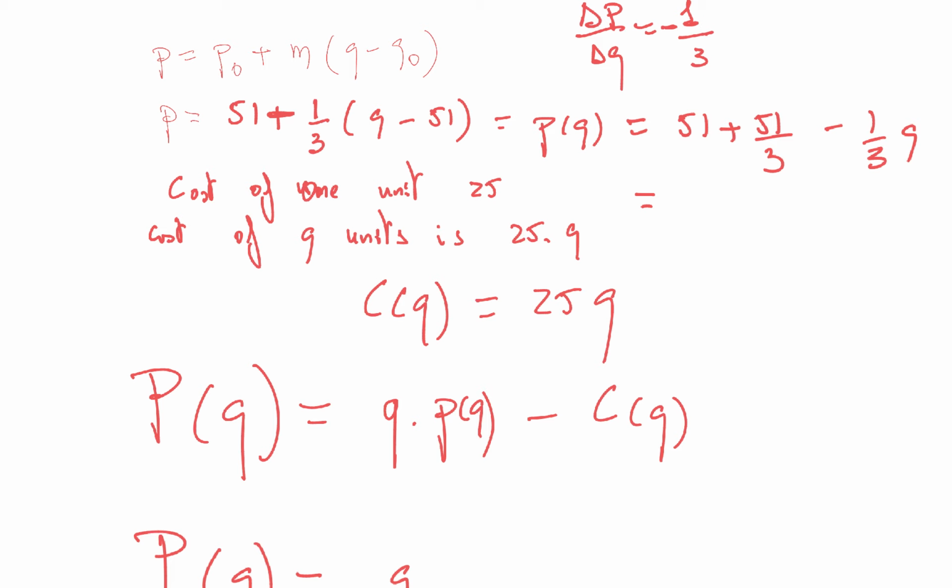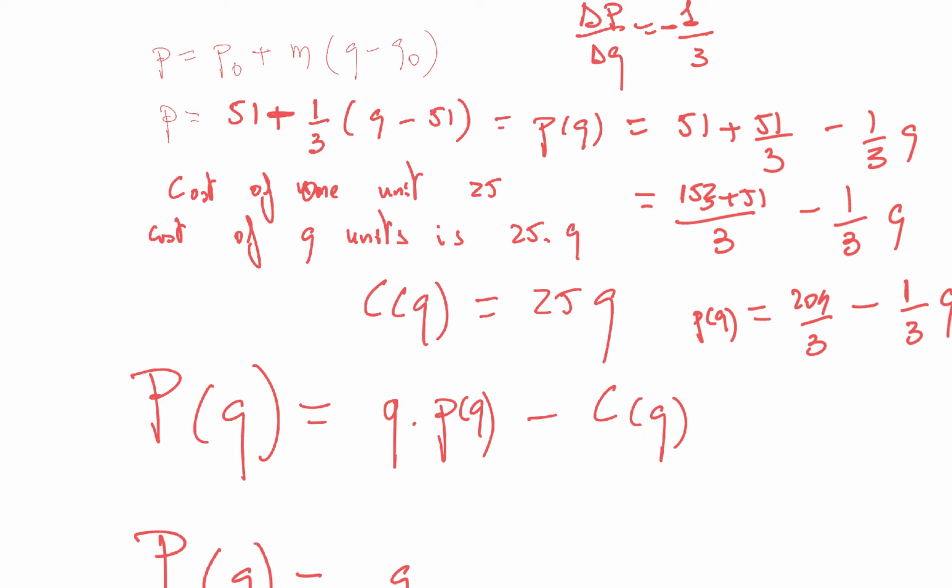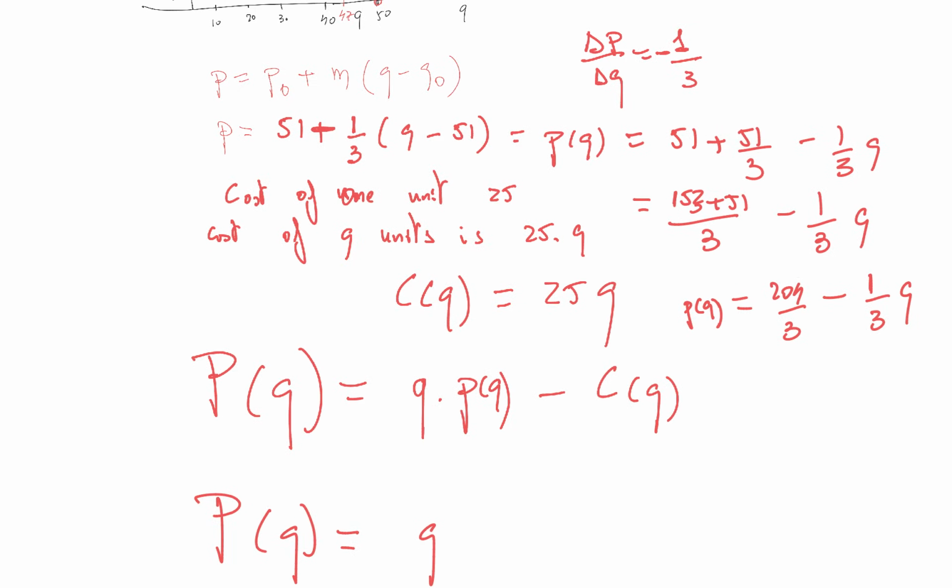Or, in other words, 51 multiplied by 3, which is 153, plus 51 divided by 3 minus 1/3 of Q. Or, in other words, 153 plus 51 is 204 divided by 3 minus 1/3 of Q. This is P of Q. So how much is 204 divided by 3?